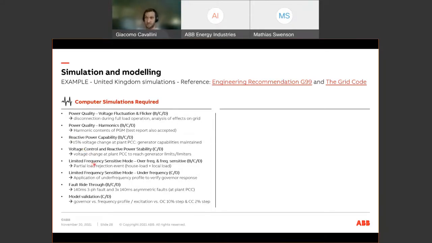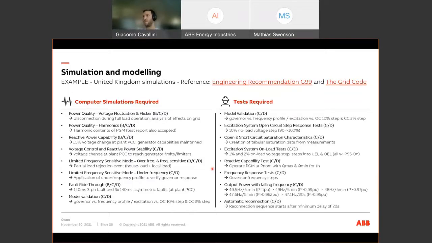Limited frequency sensitive mode for over frequencies and under frequencies are also normally done. Fault ride through studies with a 140 millisecond three-phase fault are also typically required, as well as the model validation. Here it's about overlaying simulations and measurements from site to verify that the models are accurate. And this is normally done with step responses: off-grid step responses and on-grid step responses.